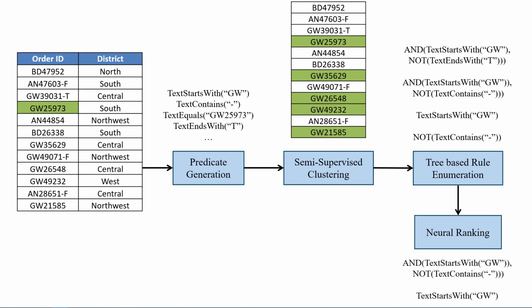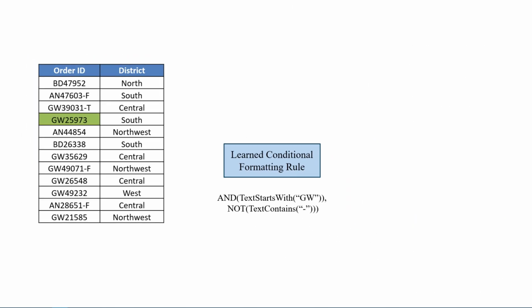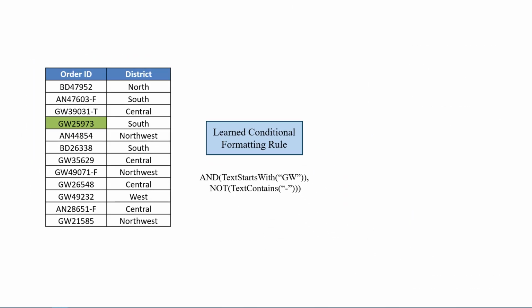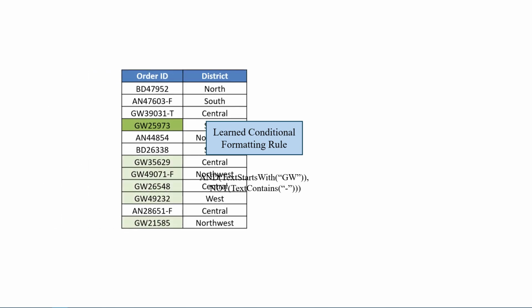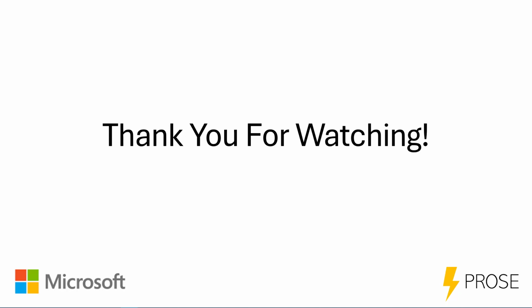Out of the rules learned by the enumerator, we then rank them using a neural ranker based on the relevance of the rule and the table inputs. We then learn the best conditional formatting rule, and that is applied to the table, which in this case results in the formatting that the user wanted. Giving further inputs will further improve the performance of Cornet.